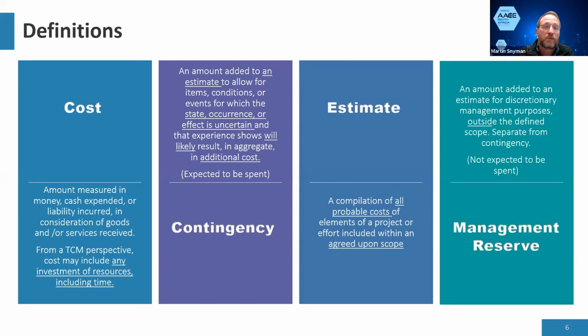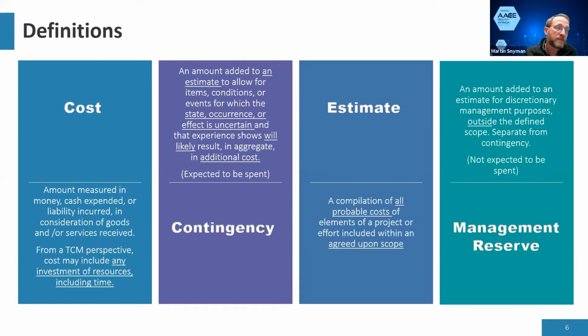So if we start from the left, cost is an amount that essentially measures the investment of resources that you've spent on the project. Contingency is an extra amount that's added to an estimate, depending on the state, where the occurrence of uncertain events will likely result. Basically, it means it is money that is expected to be spent. Now, obviously, an estimate is a forecast of the probable cost, and it is tied to an agreed scope.